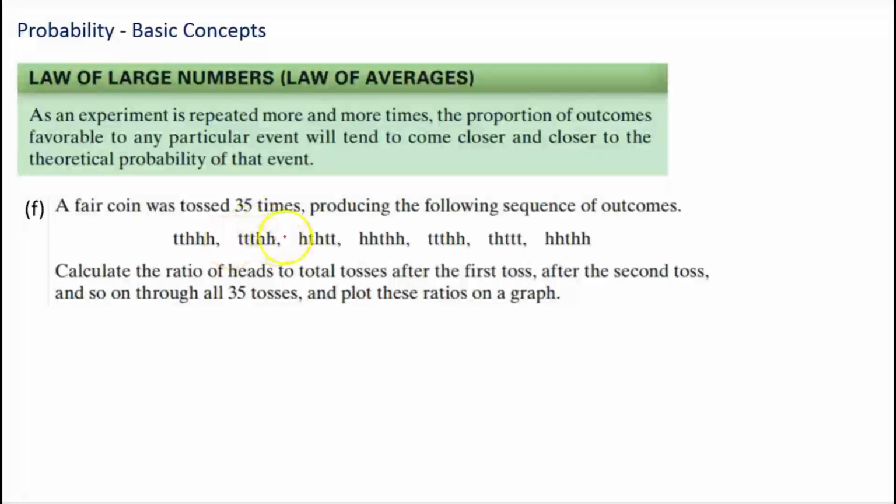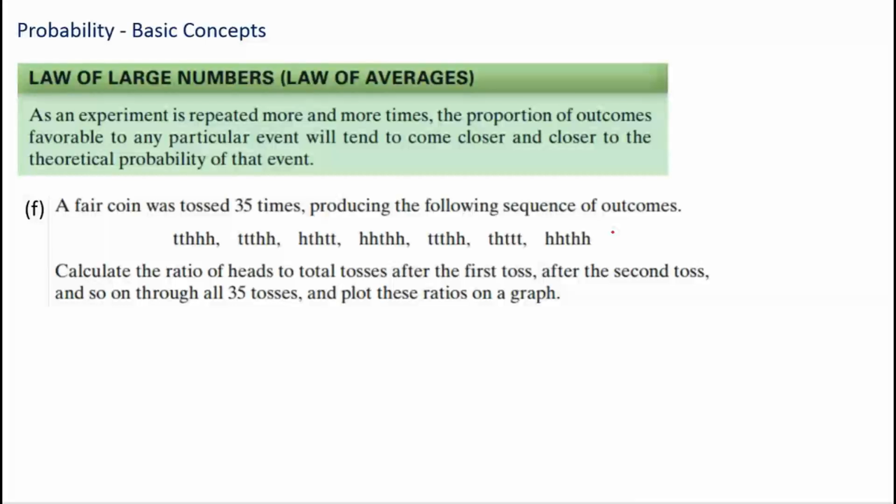Now notice these are not different events, they just divided it up into 5. So you got tails, then heads, then heads, then heads. And then on the 6th toss, you got tails, and then tails on the 7th, tails on the 8th, and then heads on the 9th, heads on the 10th. You see what I mean? That's all 35 tosses listed.